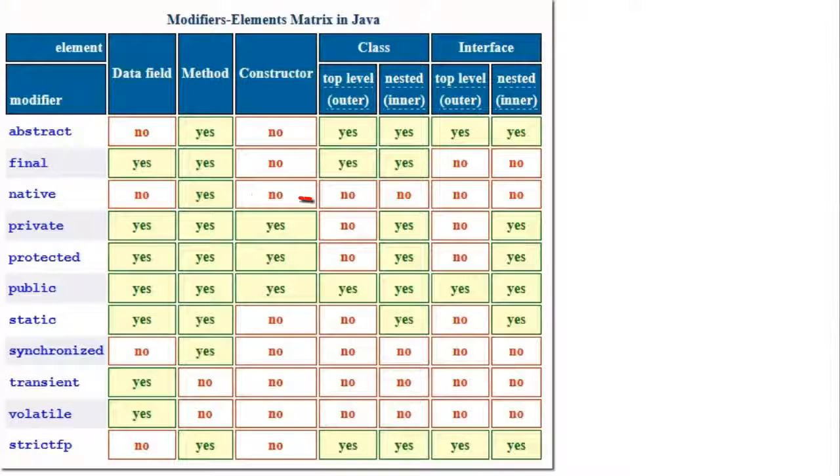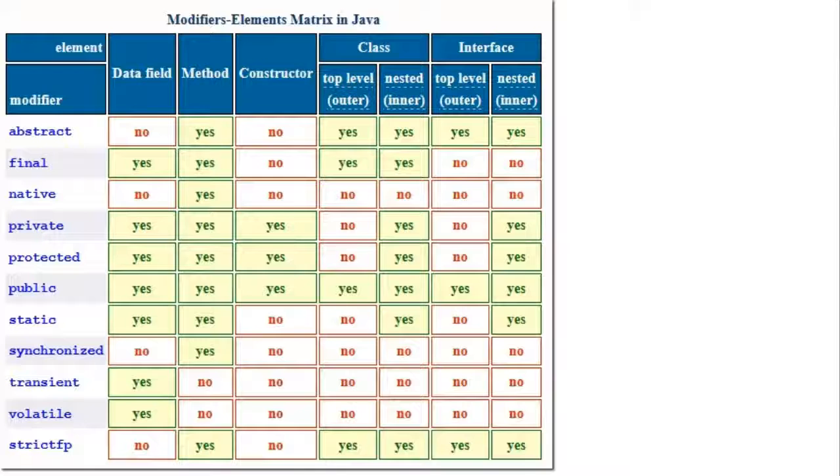The native keyword is hardly used in your Java program, but sometimes you need native methods. If you want to import a method or a list of methods which is written in a different platform or language, for example in C or C++, and you need those methods in your Java program, then you have to declare a method as a native method. So it's an advanced topic. We're not going to discuss that.